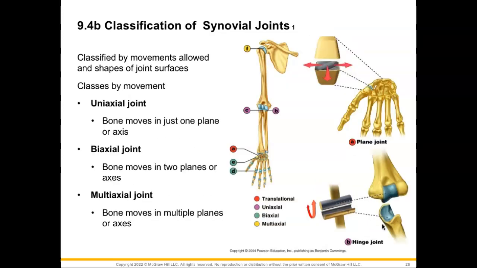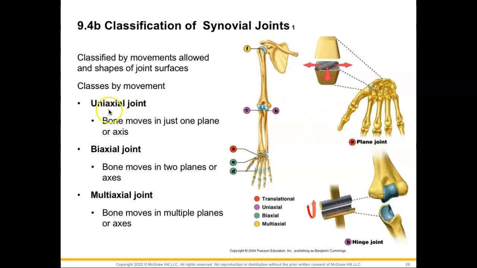Okay, now we're going to go through and talk about some classifications of our synovial joints. They'll be classified by the movements allowed and the shapes of the joint surfaces. So first, let's talk about the classification of movement. First, we have uniaxial joints.